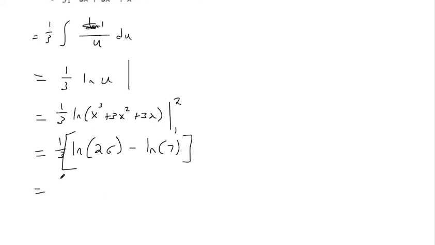When you subtract two logarithms with the same base, these are both base e, then the arguments can divide. So our final answer, when simplified, is natural log 26 over 7. And then there's still that 1/3.